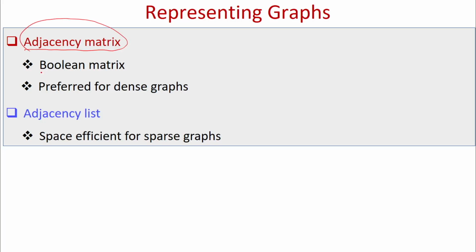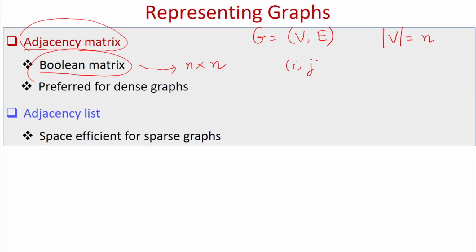So this is a Boolean matrix. If your graph G consists of vertex set V and edge set E, and if the cardinality of the vertex set is n, then this matrix is an n cross n Boolean matrix, and the i comma jth entry is 1 if and only if Vi and Vj are the endpoints of some edge in your graph. Otherwise, it will be 0.